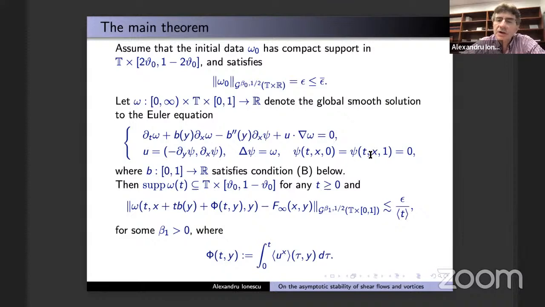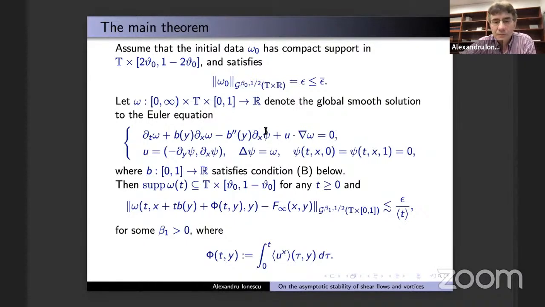This is the system for the deviation, for the perturbation omega. The system is ∂t omega plus b of y ∂x omega minus b double prime of y ∂x psi plus u · grad omega is equal to 0. And u is obtained through the stream function, and then the derivatives of the stream function, as we said before.